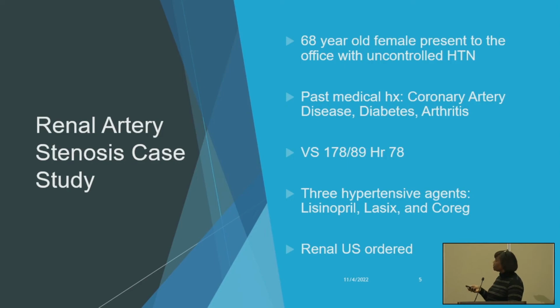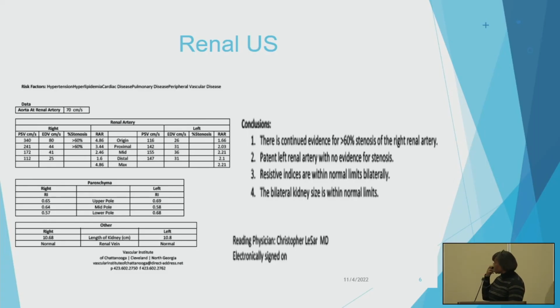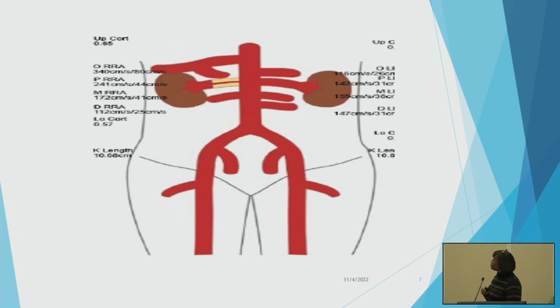So in our office, we see this patient, get our history, and then we want to order a renal ultrasound. Our ultrasound shows, and I'm sorry that it's not very clear, but she has a 60% stenosis at the origin of her renal artery and the proximal. So her kidney size is normal at 10.68 and 10.8 centimeters, but she's on 3 medications. She's been hypertensive for years, so we order an arteriogram. Let me just show you a picture of the ultrasound. So there's the 60% stenosis.